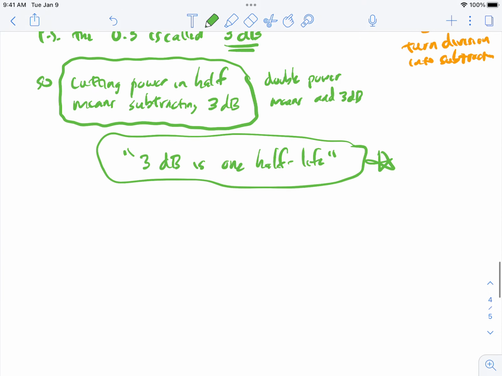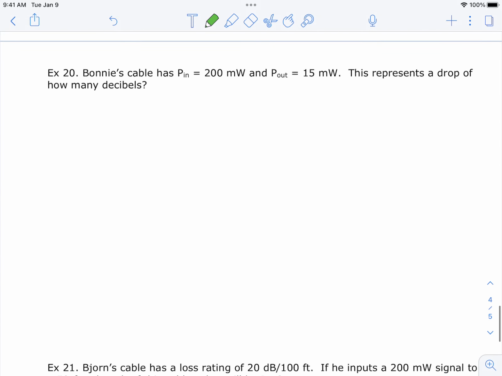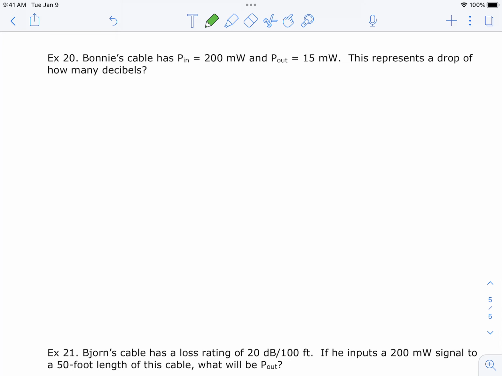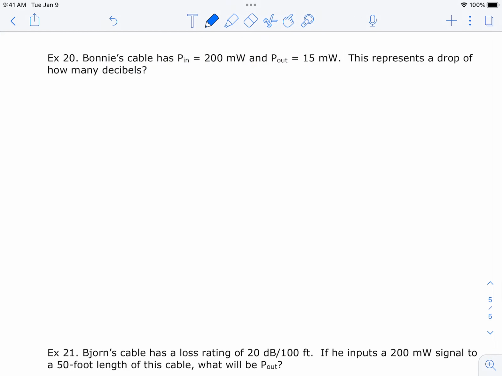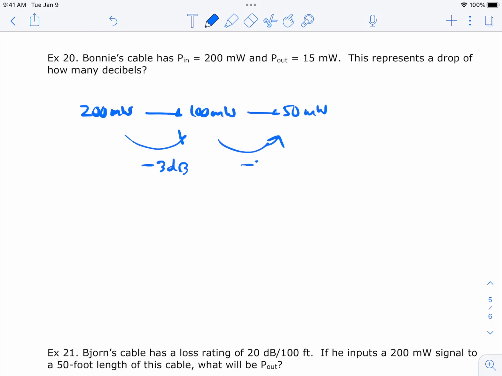Okay, so let's do that again. Bonnie's cable has P in equals 200, P out is 15 milliwatts. This represents a drop of how many decibels? Okay, so we'll just try to do it the way I was doing it before. I'm starting at 200 milliwatts. Well, if I cut that in half to 100, that would mean down 3 decibels. And if I cut that in half to 50, that would mean down another 3 decibels. Notice I'm down 6 decibels. Minus 3 decibels here, minus 3 decibels here. So I'm down 6 decibels so far.